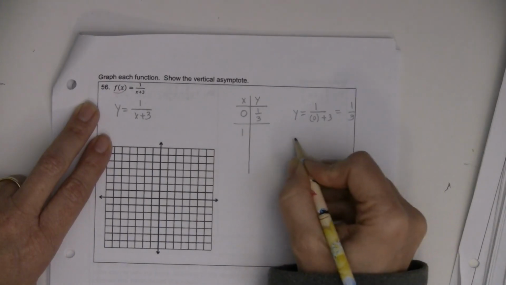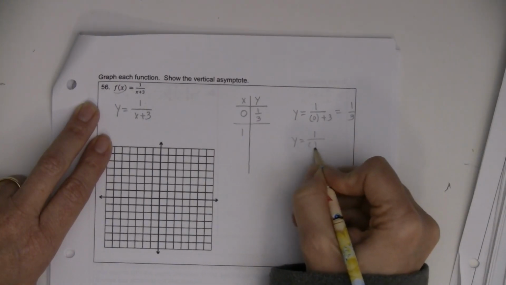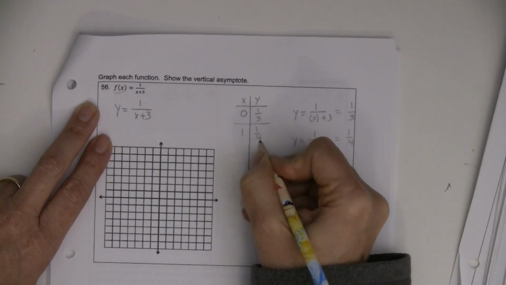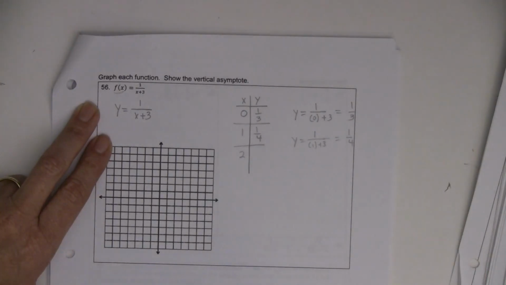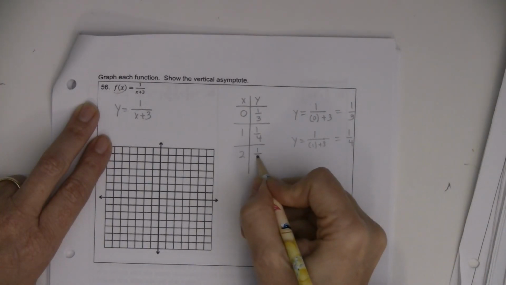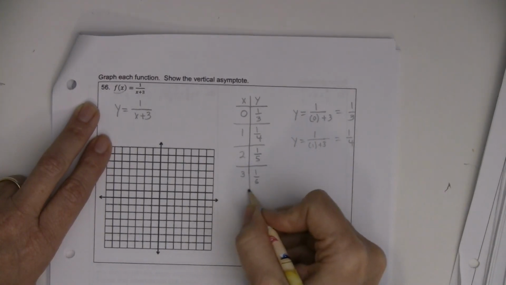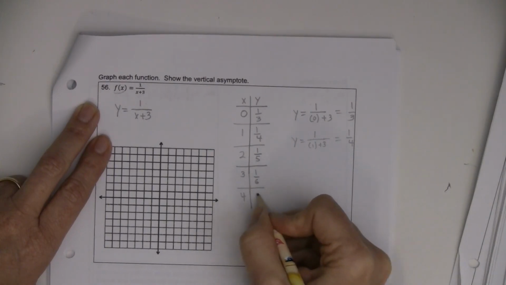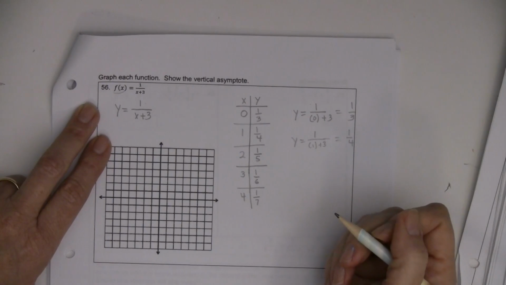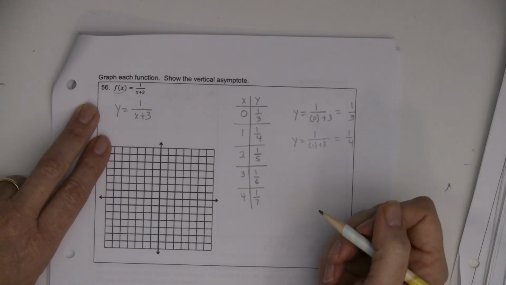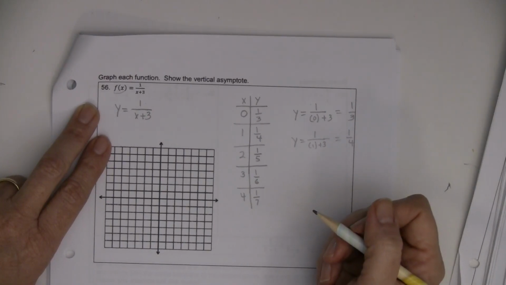And if I plug in 1, then y will equal 1/(1 plus 3), which is 1/4. And if I put in 2, I'll get 1/5. Do you guys agree? And if I put in 3, I'll get 1/6. And if I put in 4, I'll get 1/7. And I hope that you're sitting there thinking to yourself, I don't even know if you can plot all of those. But I'll give a try to seeing how that goes, right?